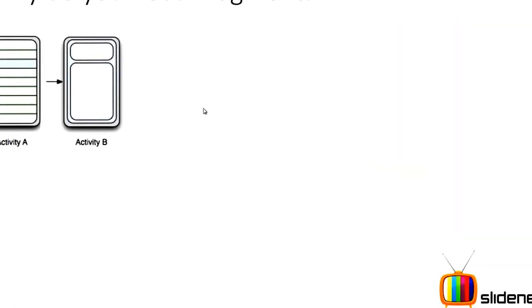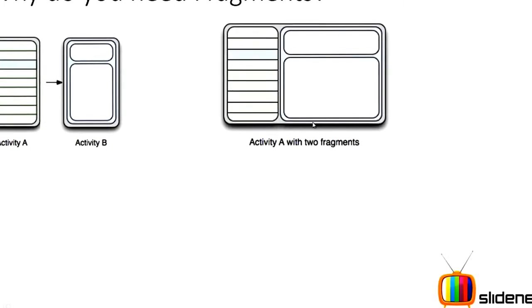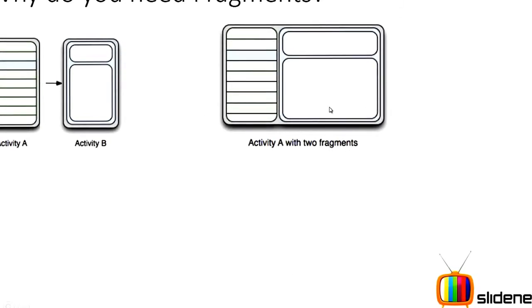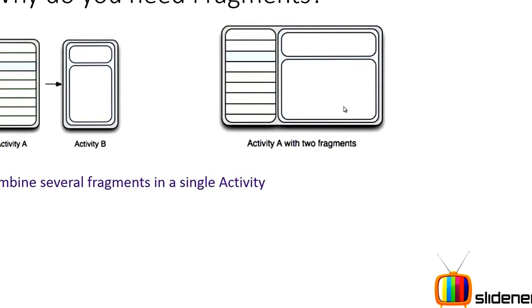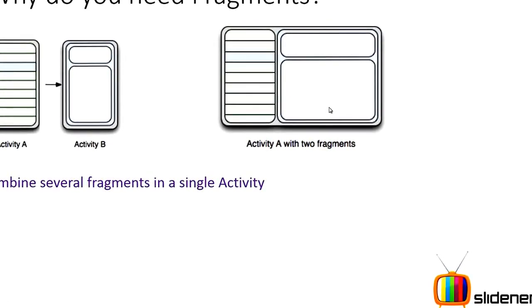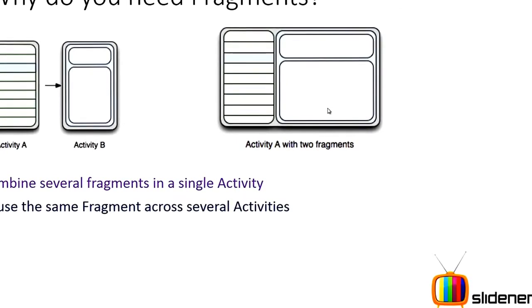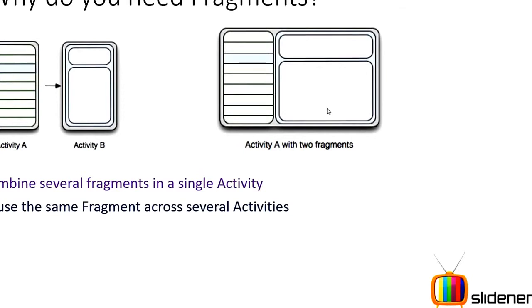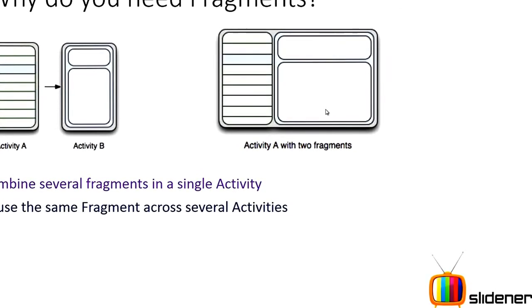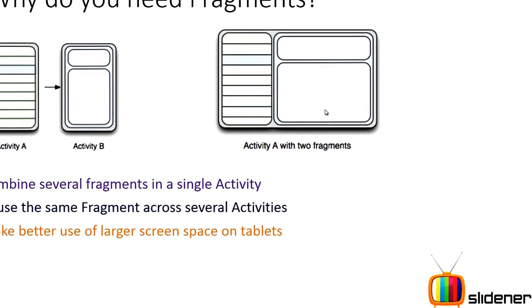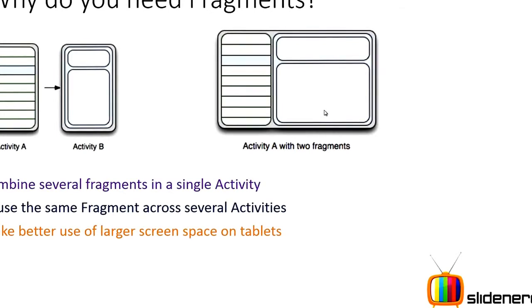So why do you need fragments? Activity A to activity B, and activity A with 2 fragments, which is our modern style. Combine several fragments in a single activity. This is one of the things you would be expected to do in your modern apps. Reuse the same fragment across several activities. Yes, each fragment has its own layout, which is separate, just like an activity having its own layout. So you can use the fragment across several activities, and the most important part comes here.